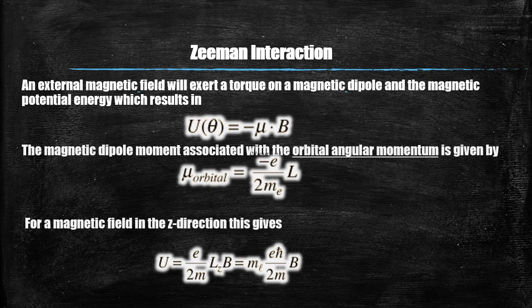With the magnetic field in the z direction, mu is equal to e divided by 2m Lz B, which is equal to ml e h cross by 2m into B. So B is the magnetic field. We know that Lz is equal to small ml h cross for the total angular momentum. So we just add that portion into this equation.